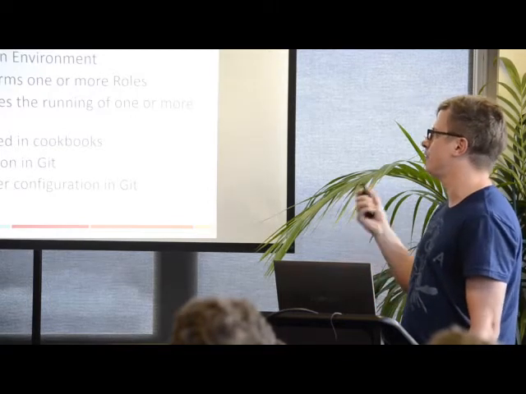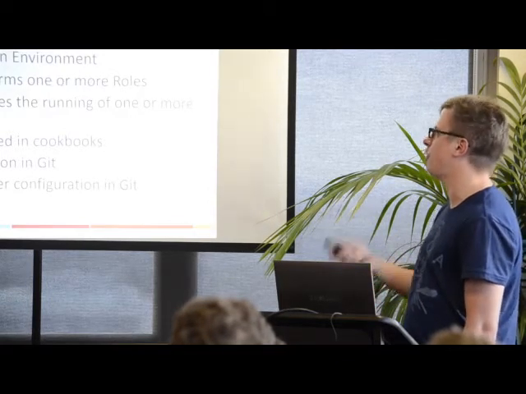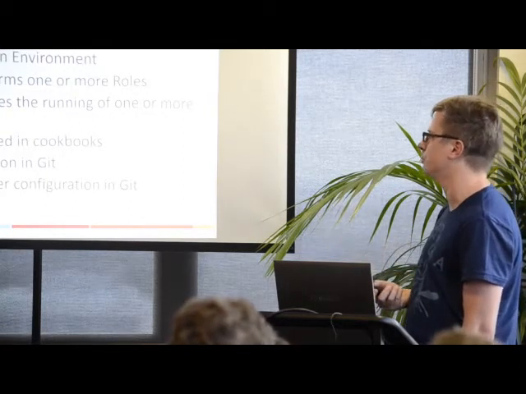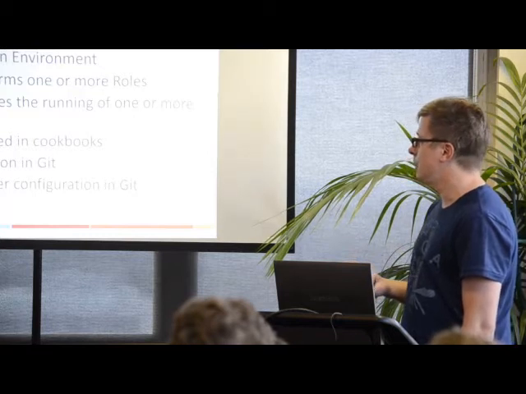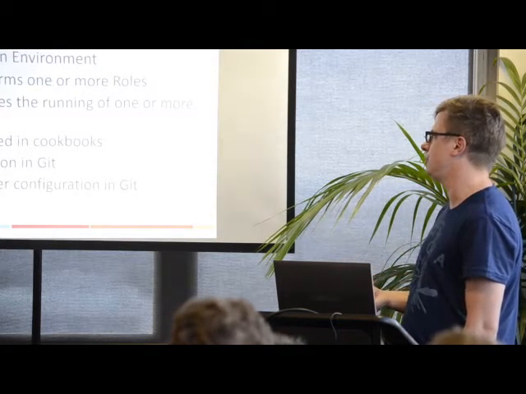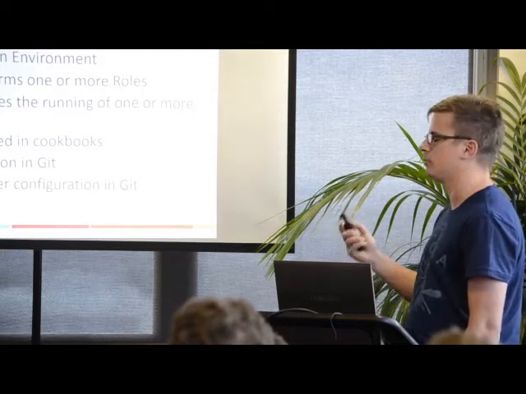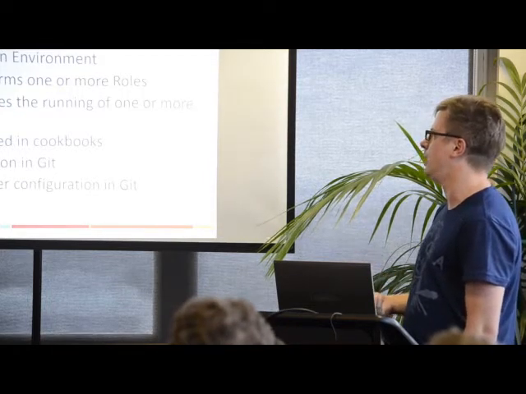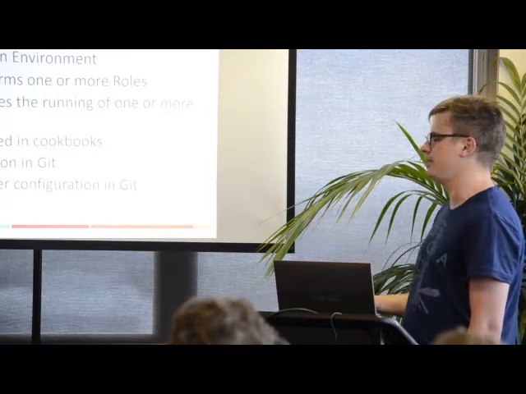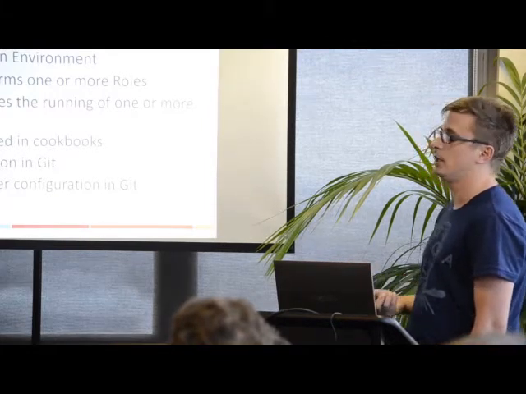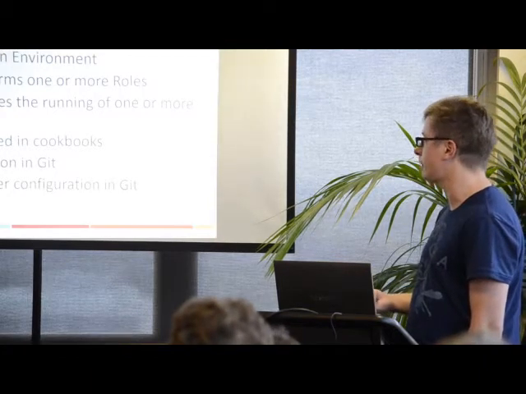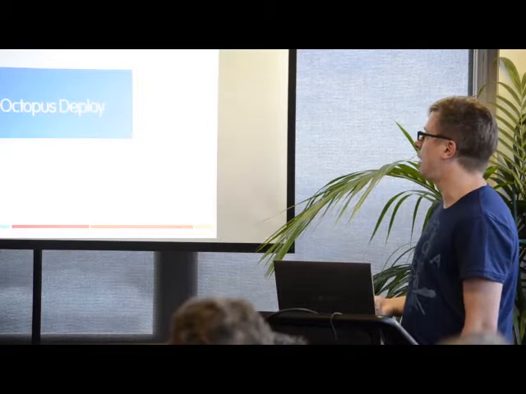Each node's in an environment. They perform a role. Each role has one or more recipes, and recipes are stored in cookbooks. Everything in Chef is a text file basically, so you can keep it all in Git, all your cookbooks, all your environment configurations, all your role configurations, and you can also keep a Chef server configuration in Git as well. It allows you to recover quite quickly from disaster. Octopus Deploy.